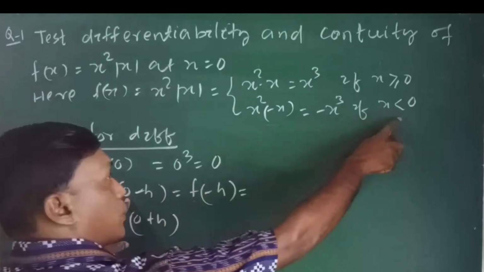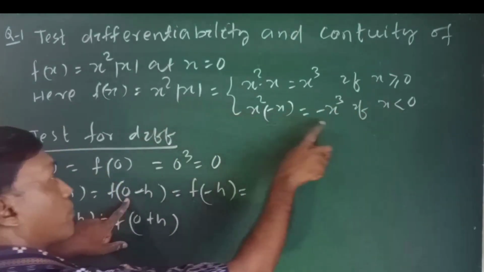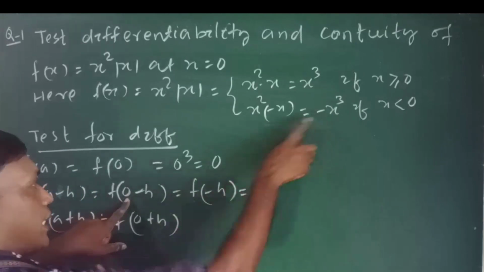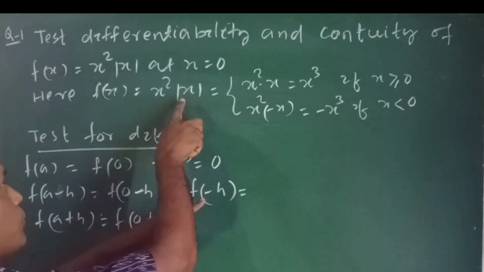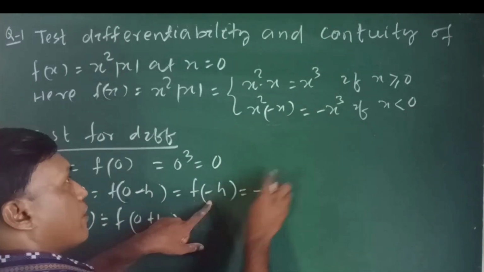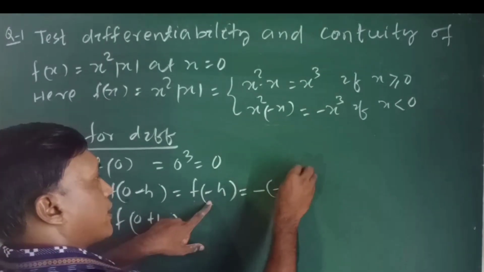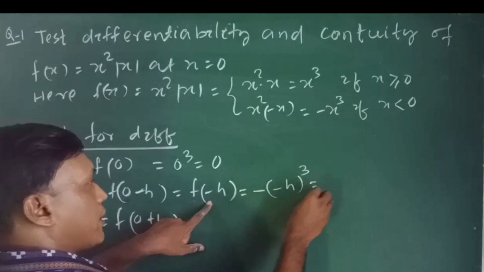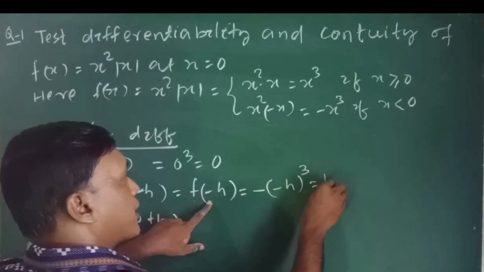So x less than 0. When x less than 0, the value of function is minus x cube. So यहाँ से निकालेंगे. So f of minus h means we have to put x is equal to minus h here. That means this is minus x की जगह minus h put करेंगे. This is minus h cube. That means this is negative of minus h cube is h cube.